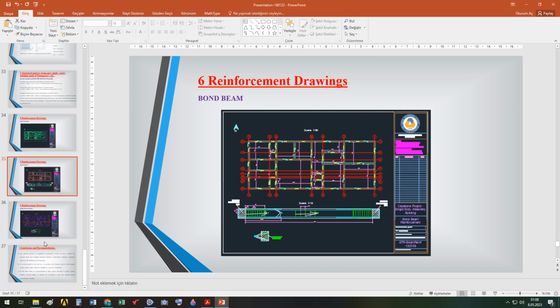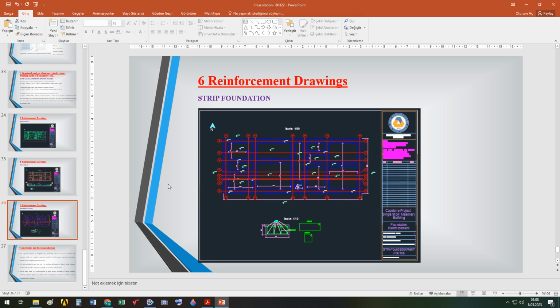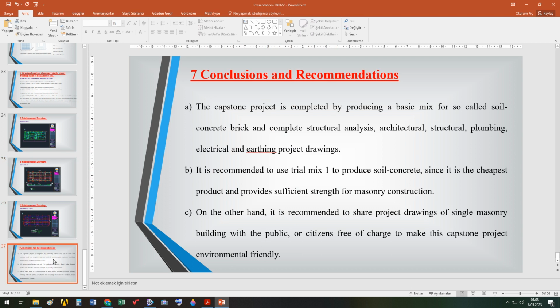And for bond beam reinforcement, documents are also provided. And for strip foundation, reinforcement drawings are also provided.